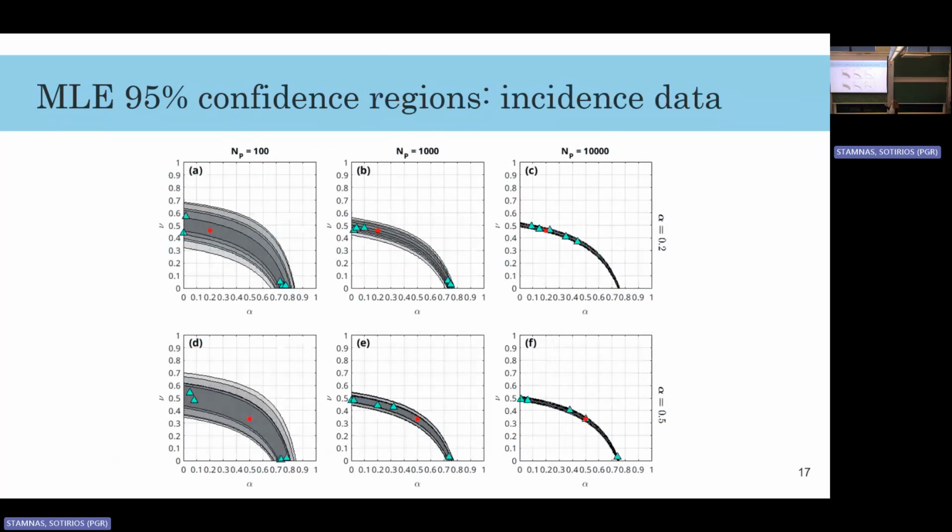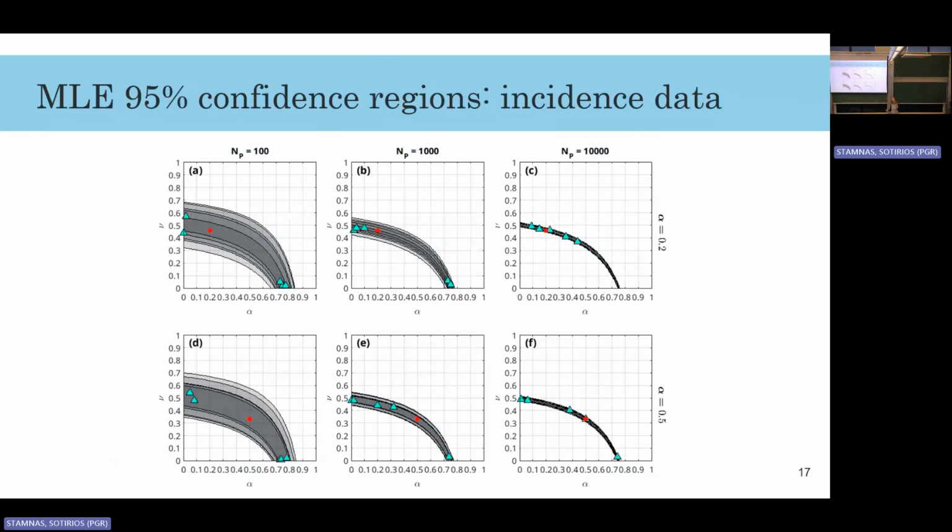Now, instead, we're going to look at just population incidence data. Again, each of the columns is a different amount of data, slightly more than in the previous one: 100, 1,000, and 10,000. What we find here is that although our confidence regions do get narrower as we increase the amount of data, they get narrower along a fixed line. This line is the line on which the proportion of cases that are severe is fixed.